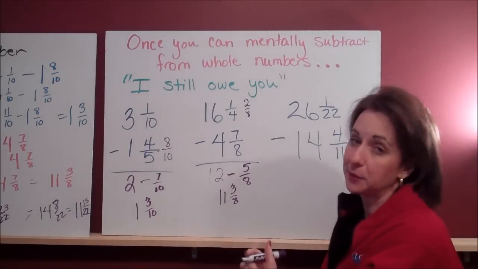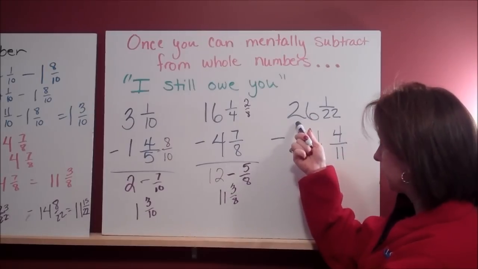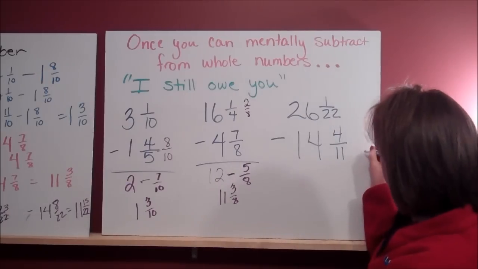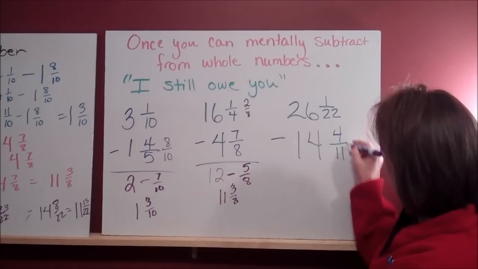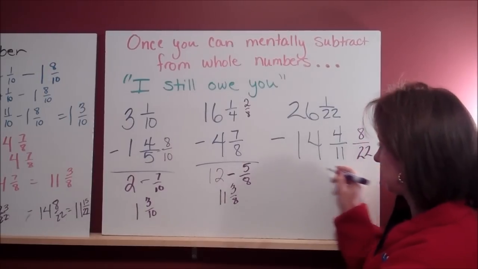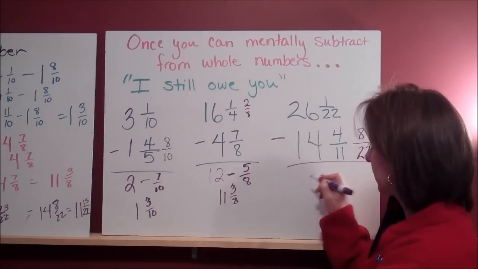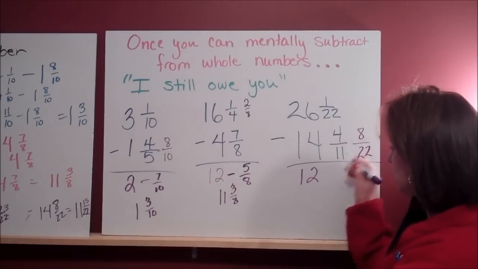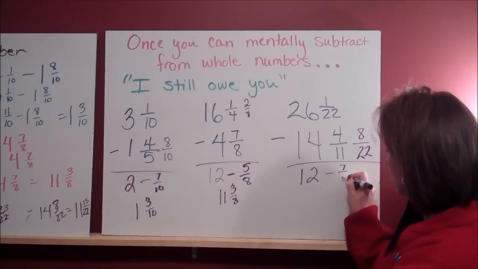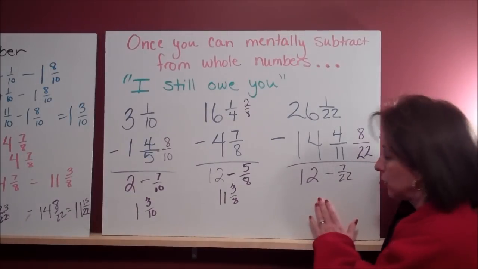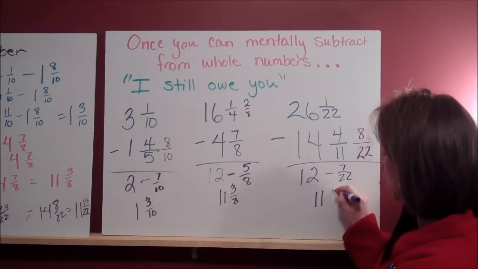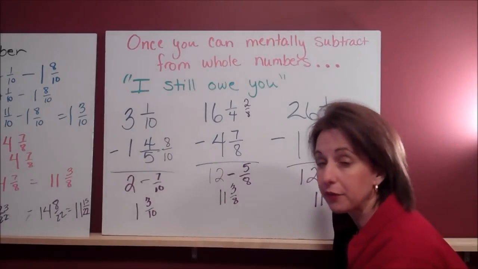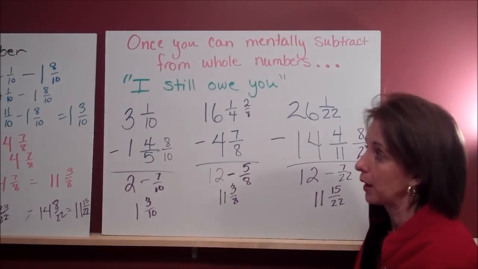Okay, let's try this third one. 26 and 1/22 minus 14 and 4/11. First, I have to rename the denominators. So this was no longer 4/11, but is now 8/22. 26 minus 14 is 12. And 1/22, but I owe you 8, means I still owe you 7/22. And 12 minus 7/22 is 11 and 15/22.